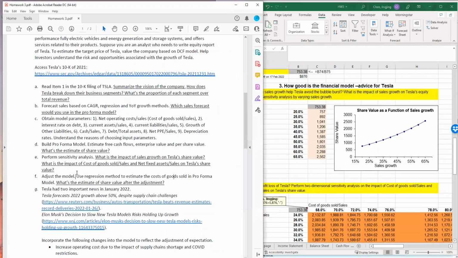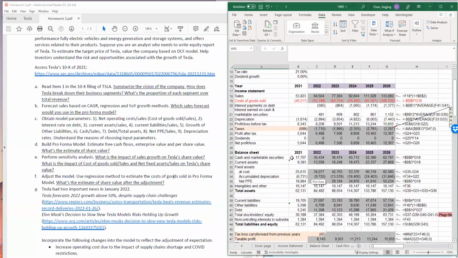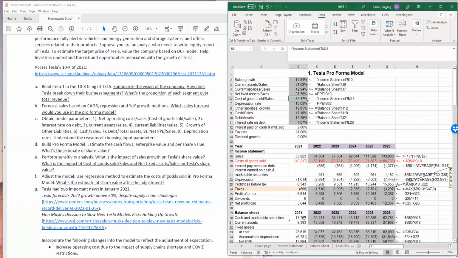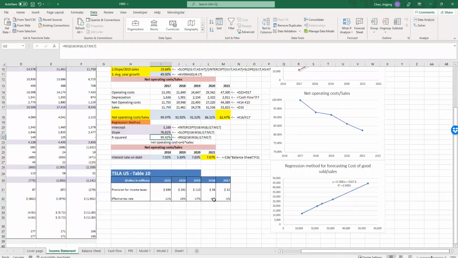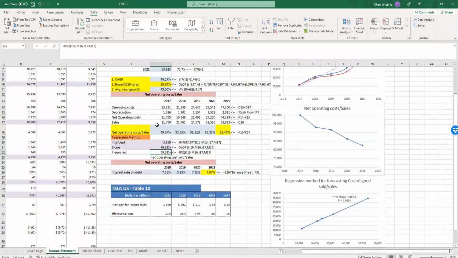Now, the next thing here is to adjust the model, use the regression method to estimate the cost of goods sold in pro forma model. So currently we are using the cost of goods sold from income statement based on the average. So here we are using the latest cost of goods sold as the estimate. But I just mentioned that the regression method provides much more precise estimates. So for the net operating cost, we can use the model here. So change this projection of net operating cost to this predicted value by the model.